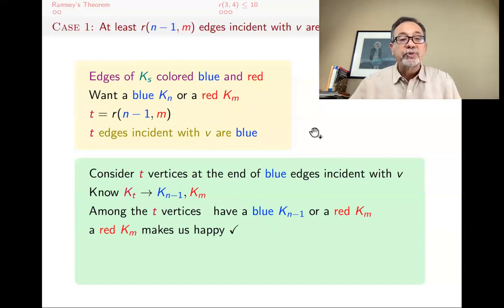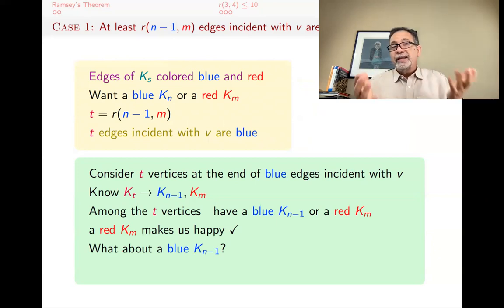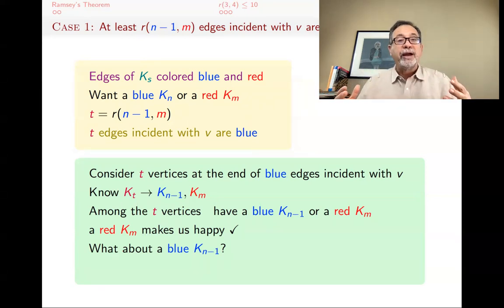We are already good because we were looking for a red Km. And if among those T vertices there is a red Km, then we are happy. Good, we go home. But what if there was a blue Kn minus 1, not Kn, Kn minus 1? Kn minus 1 is good and dandy, but we want a blue Kn. We want more than the blue Kn minus 1.